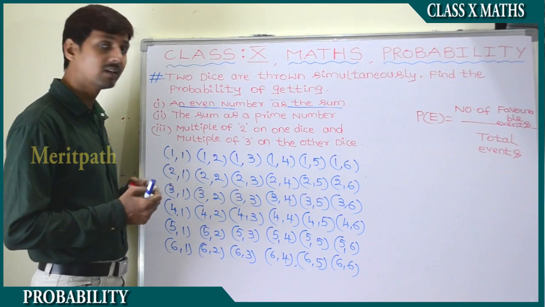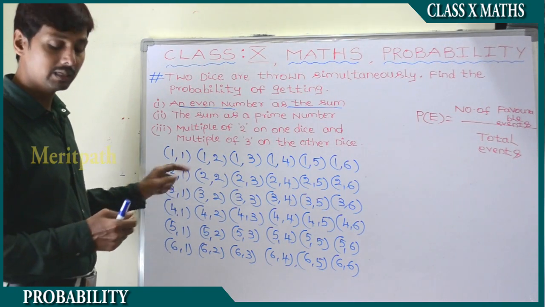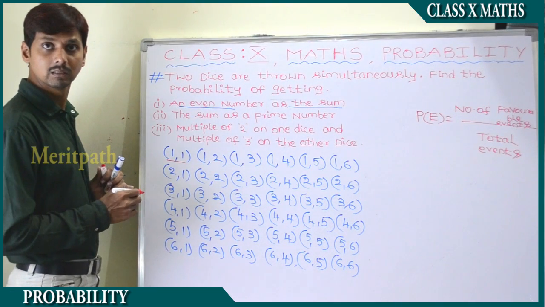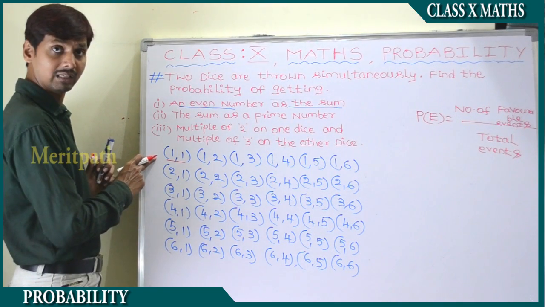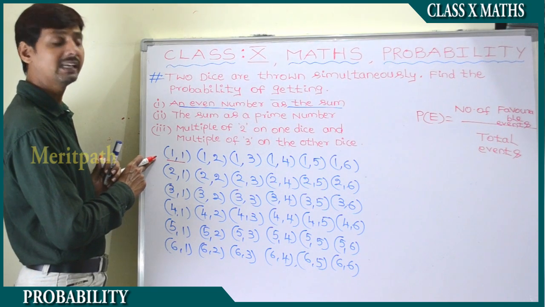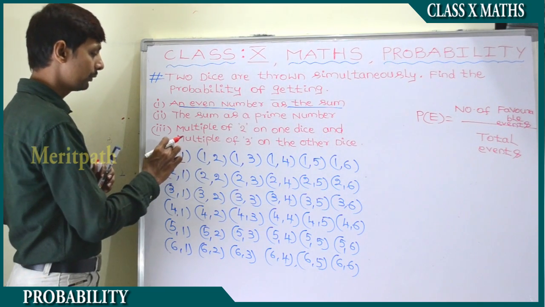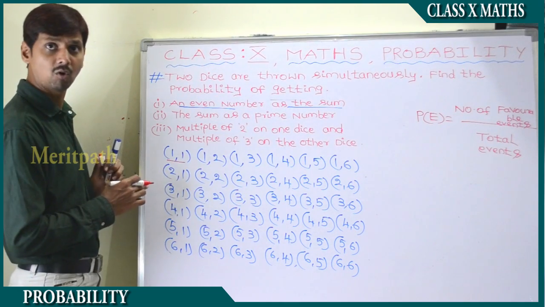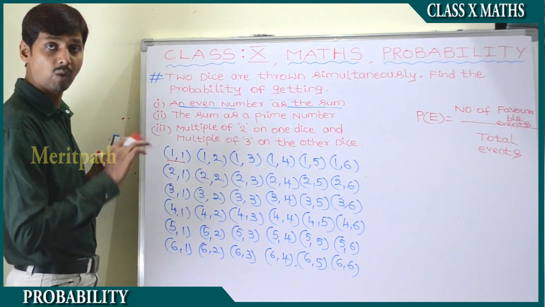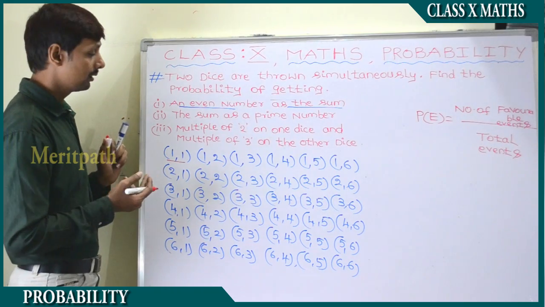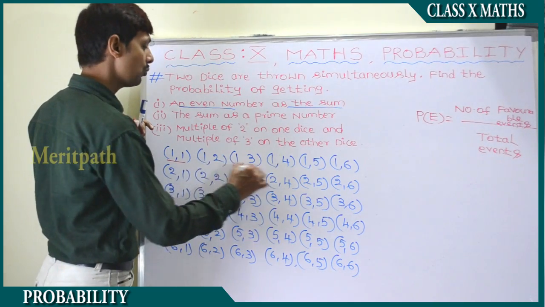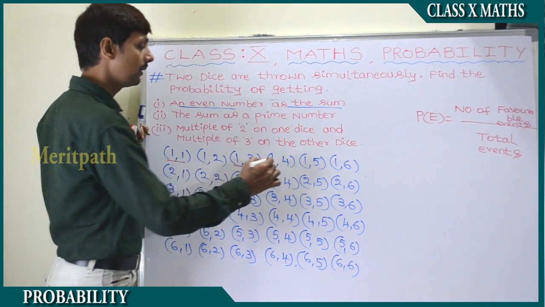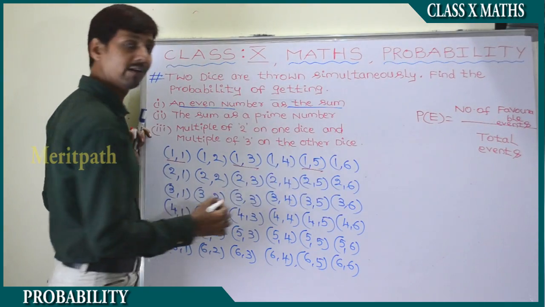So let's take the first event, 1, 1. It's an event in which we are getting an even number as a sum, because 1 plus 1 is 2. And here we are getting an odd number: 1 comma 2, 1 plus 2 is 3. So let's not take this one. Now 1 comma 3 is an even number, 1 plus 3 is 4.